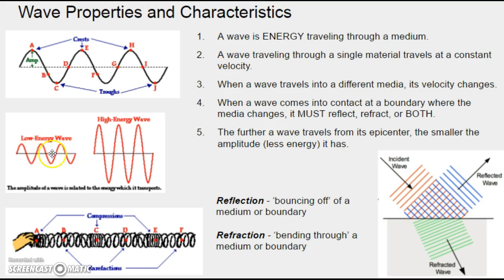Moving on. We can also look at the amplitudes. The amplitude of a wave is related to the energy it's transporting. So low energy is going to have a low amplitude, and a high energy wave is going to have a high amplitude. So the closer we are to the epicenter, or the location of the rock movement, the greater the amount of energy, the higher the amplitude.